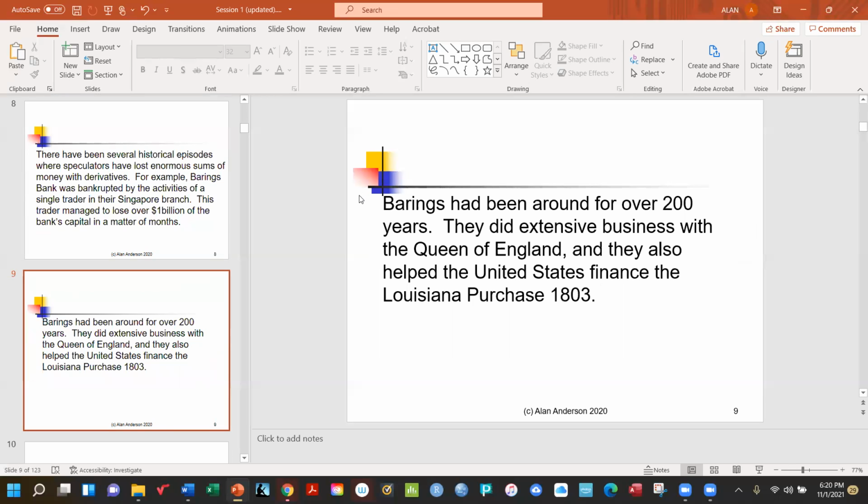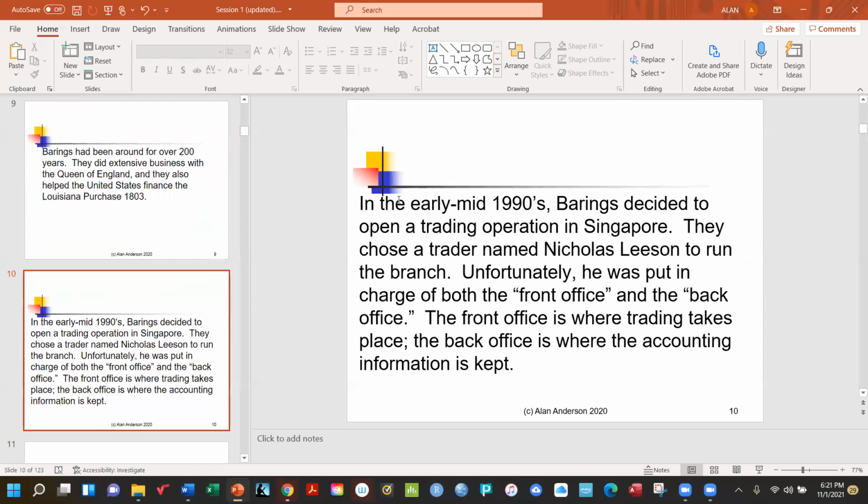And, you know, they were at least 200 years old at the time. They did a lot of business with the Queen. And they also issued bonds to help the United States finance the Louisiana Purchase in 1803. So, this is a serious bank. Okay. And now they're gone.